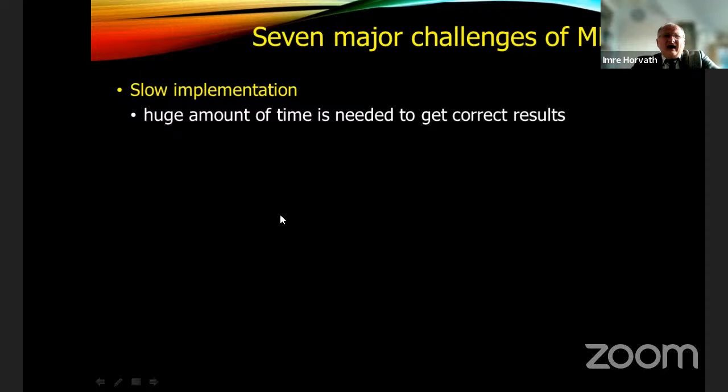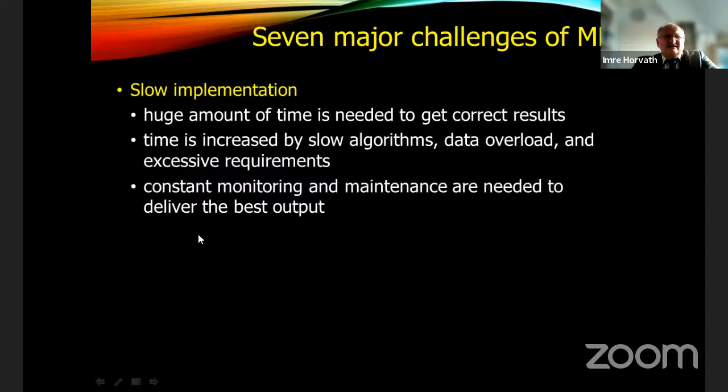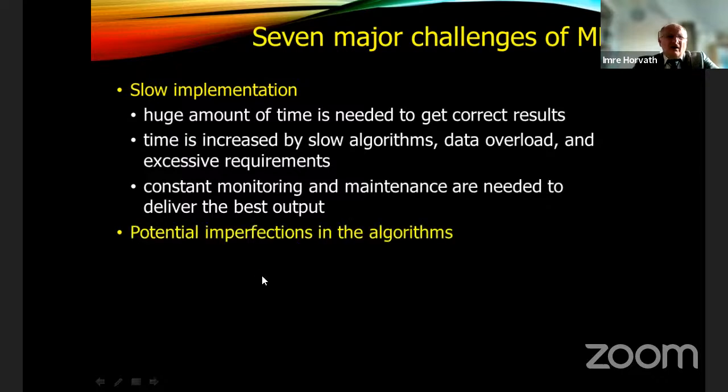Then the next issue is slow implementation. A huge amount of time is needed to get correct results, and time is increased by slow algorithms, data overload, and excessive experiments. The developers need to constantly monitor and maintain the data sets, the training procedure, and the models in order to have the best possible output.